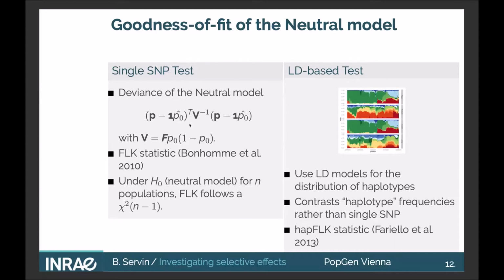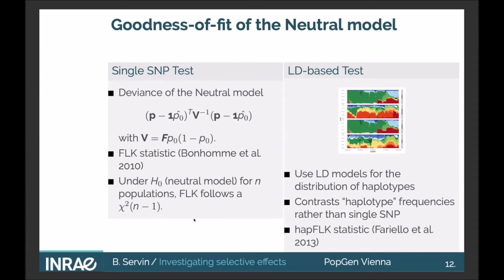Technically, this is a deviance statistic, and that needs to be a little bit transformed, but I won't get into detail here, to get what's called the FLK statistic that was developed in my lab by Maxime Bonhomme a while back now. And what's nice about this statistic is that under the null, that there is only drift in the evolution of the SNP, this statistic follows a parametric distribution, a chi-square with n-1 degrees of freedom, where n is the number of populations. So this is nice because we get p-values essentially.